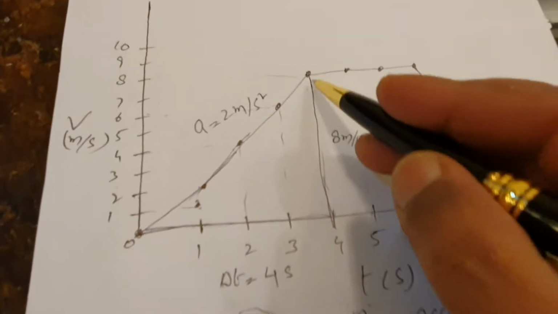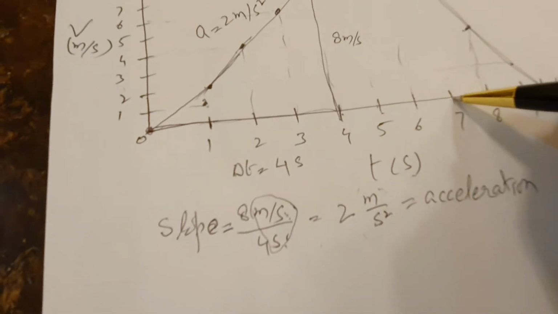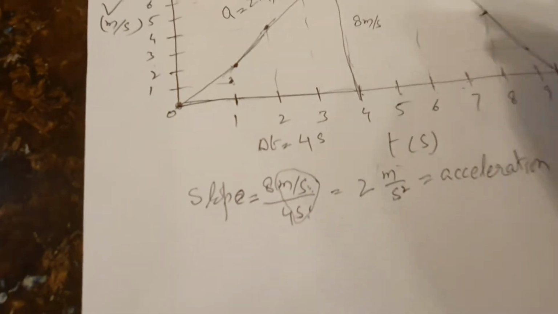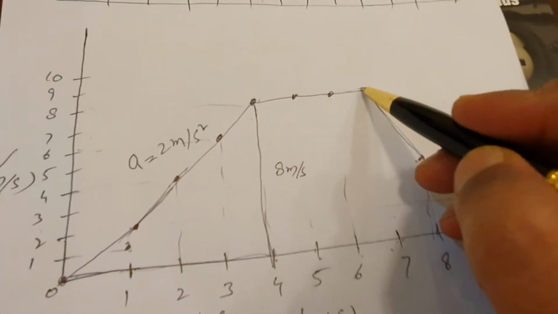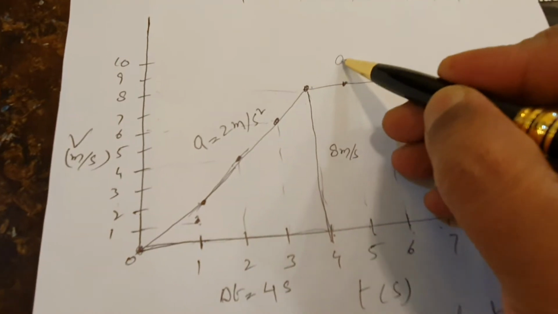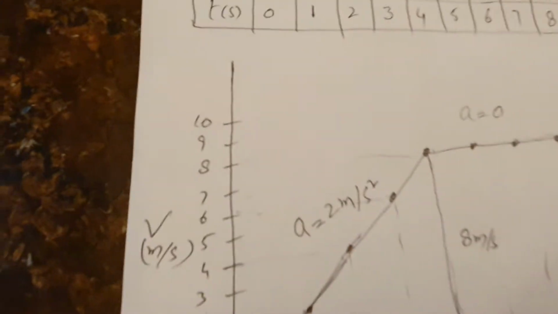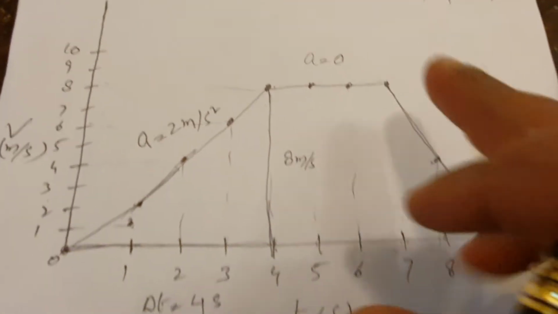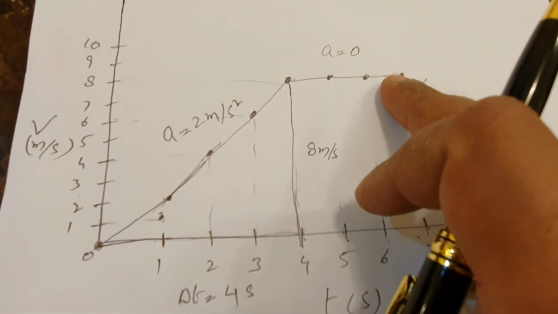What is the acceleration in this part? Here, starting from 4, 5, 6, 7, an interval of 3 seconds. What is the acceleration? This is a horizontal line, so the acceleration is going to be 0. The slope of a horizontal line is 0. So you will say that here the object continues to move with a constant velocity.